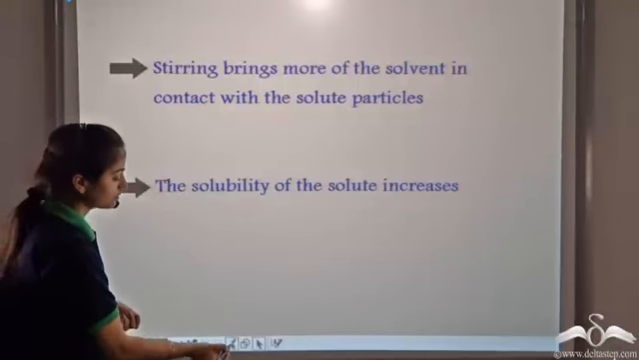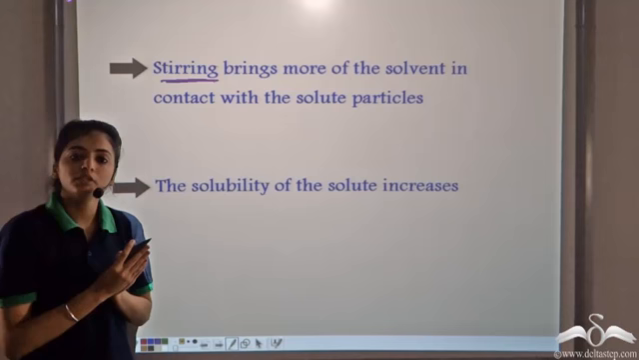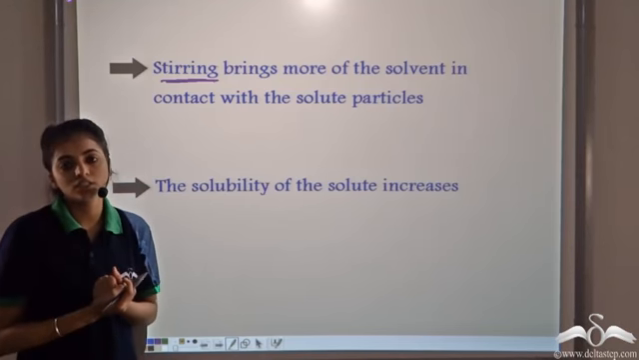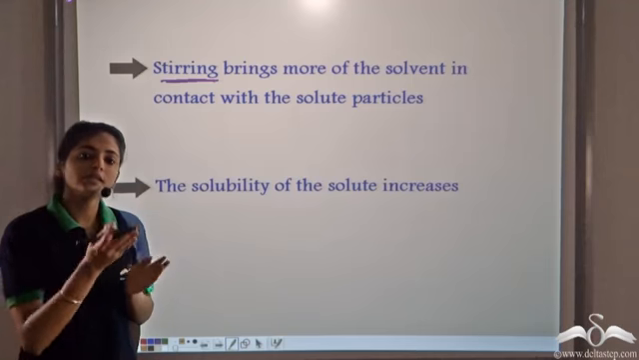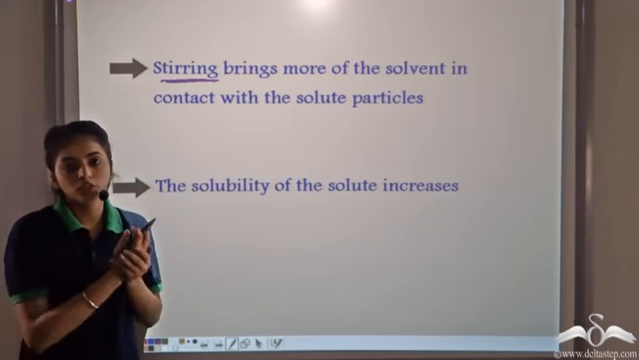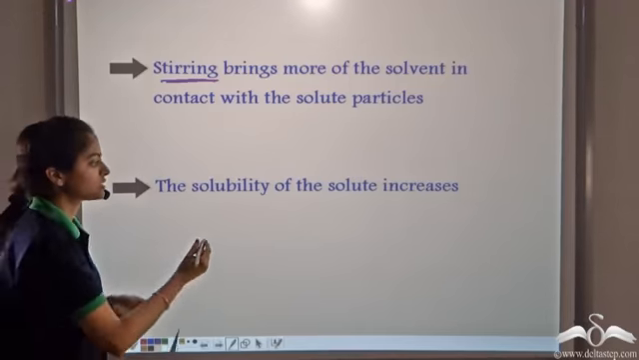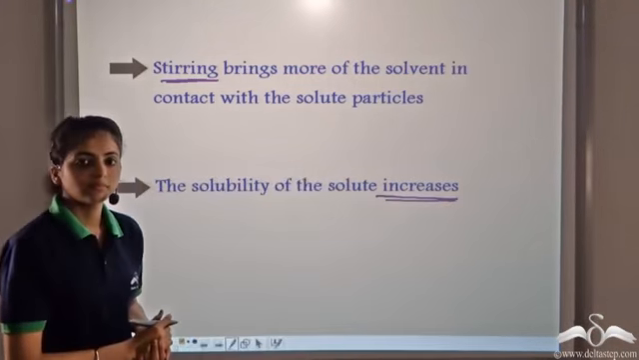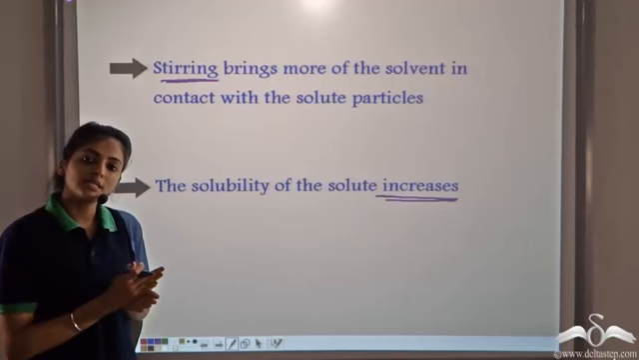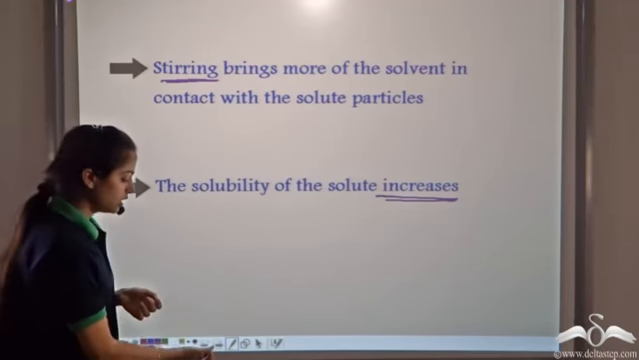So stirring brings more of the solvent particles in contact with the solute particles. Now a greater number of surfaces are available for the solvent particles to act, and so stirring increases the solubility. So the effect of stirring is that it increases the solubility of the solute particles.